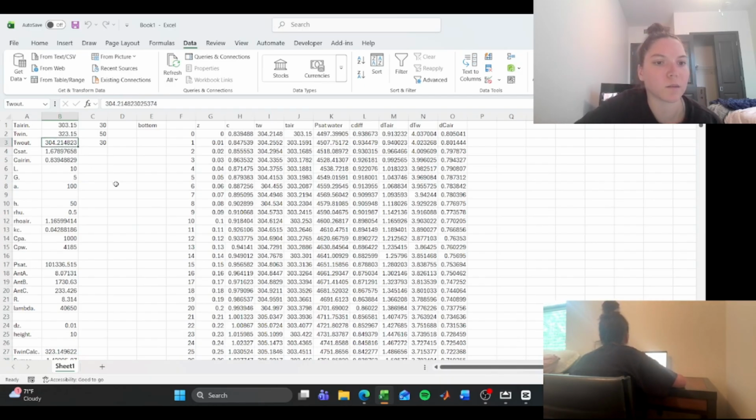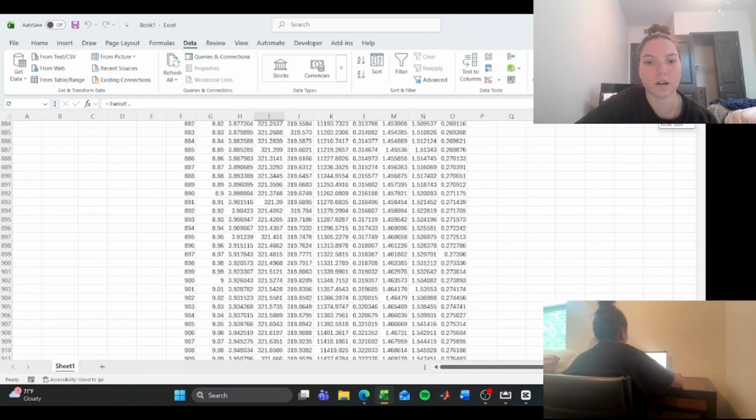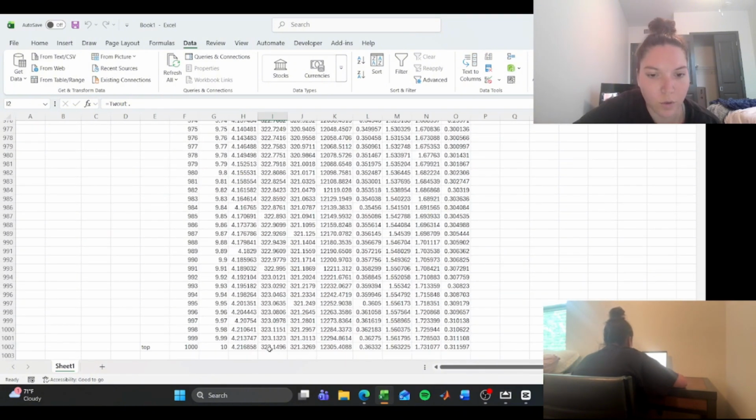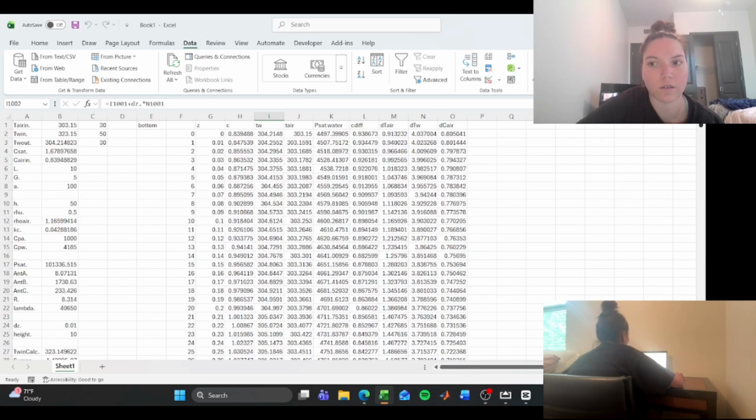Okay, and this time the temperature of the water coming out is at 304 degrees Kelvin, and the temperature of the water coming in is at 323 degrees Kelvin. So it's higher than when the relative humidity was at 10%.